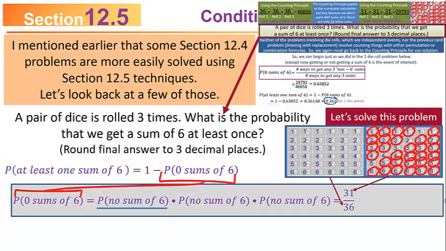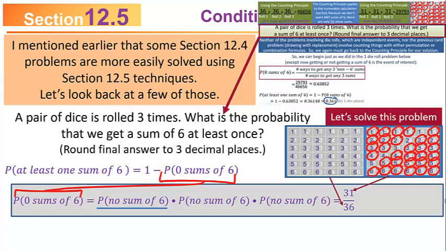So 36 possibilities, and if you don't want a sum of 6, you can see where I've circled all the sums that are not 6, and the only ones that aren't circled are 5-1, 4-2, 3-3, 2-4, and 1-5. That's 5. With the 36 together, that means there are 31 that are not sums of 6 over a possible 36 sums, regardless of whether it's a 6 or not. So the probability of getting no sum of 6 is 31 over 36.